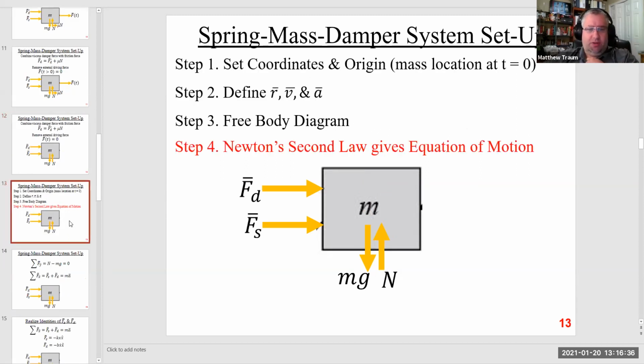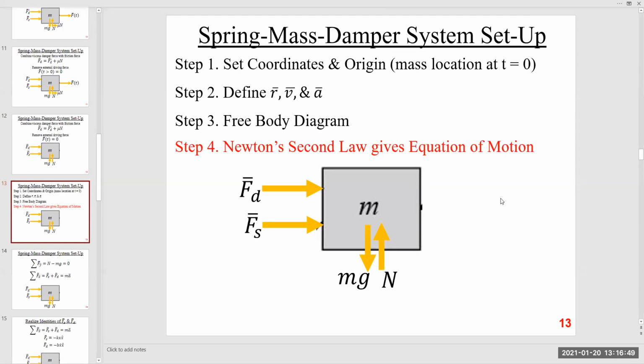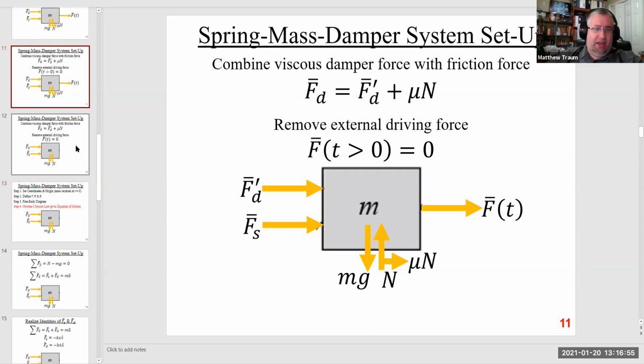Okay, so let me pause there for a second and ask if anyone has questions about how I got to this version of the free body diagram before I get into the equations. Could you explain again really quick why you got rid of the external driving force? I missed that part. Yeah. So like from here to here.